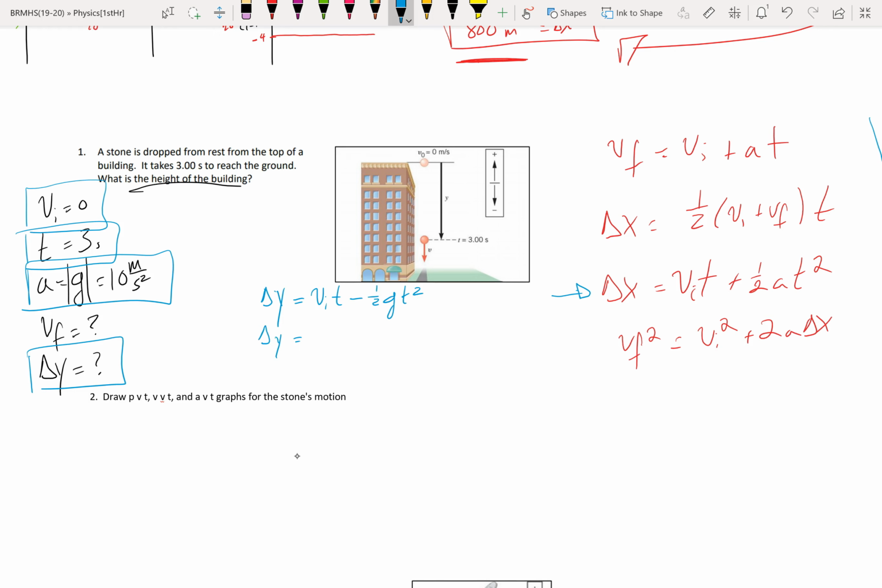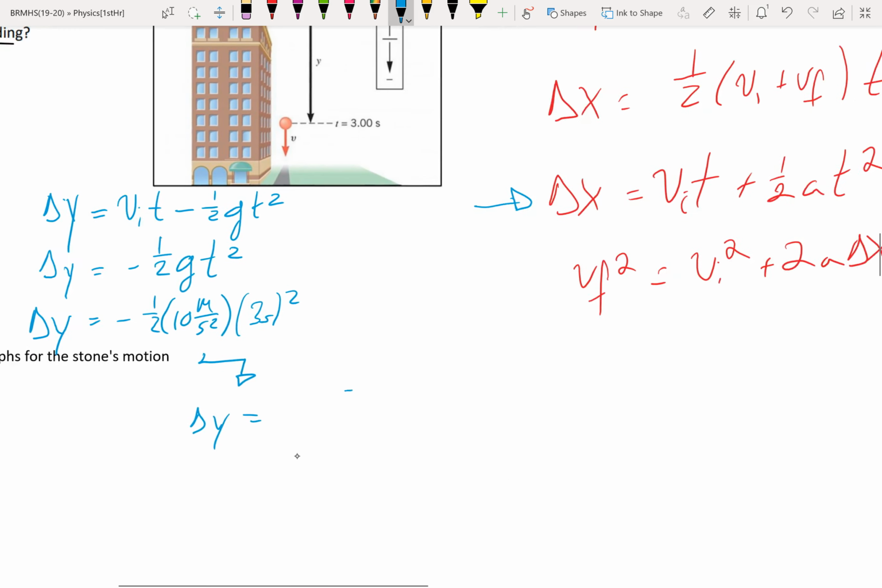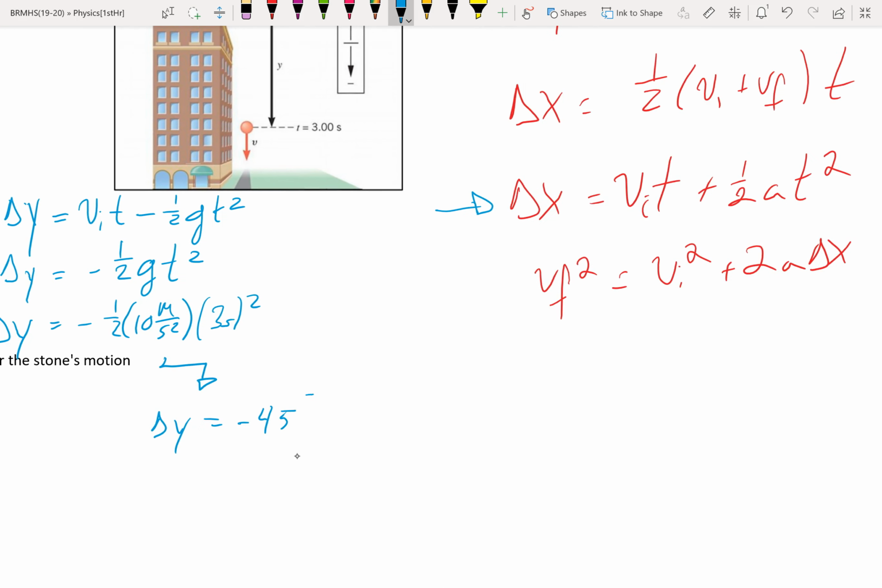So initial velocity is 0, so this just becomes minus 1/2 gt squared. And I already solved for delta y, so minus 1/2. We round to 10 for our problem solving in test, but not in the lab. Time, what is time? 3 seconds squared. So delta y is minus 1/2 of 10 is 5, and then times 9. 3 squared is 9. So I got minus 45 meters.